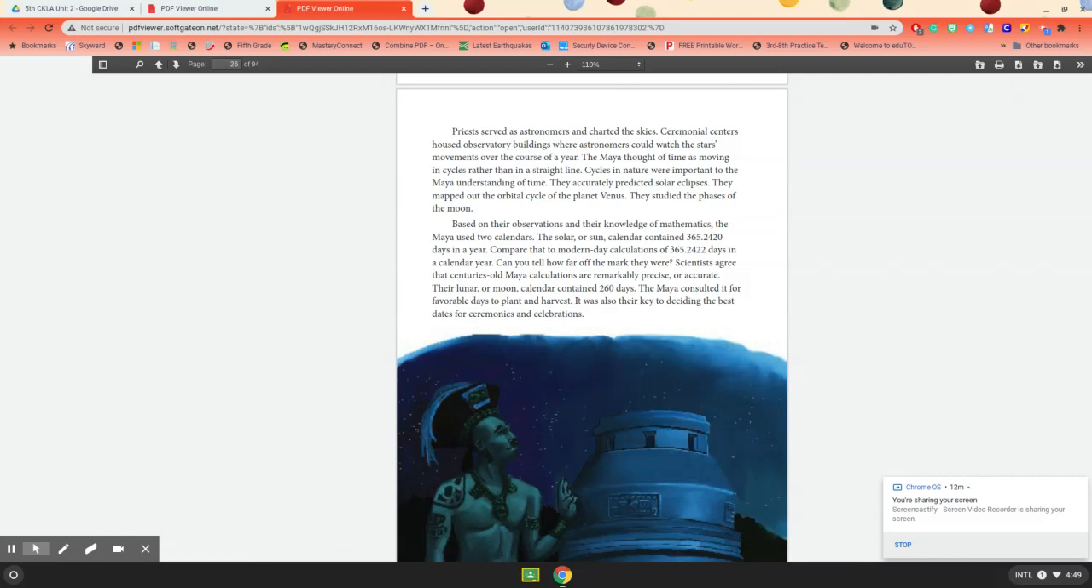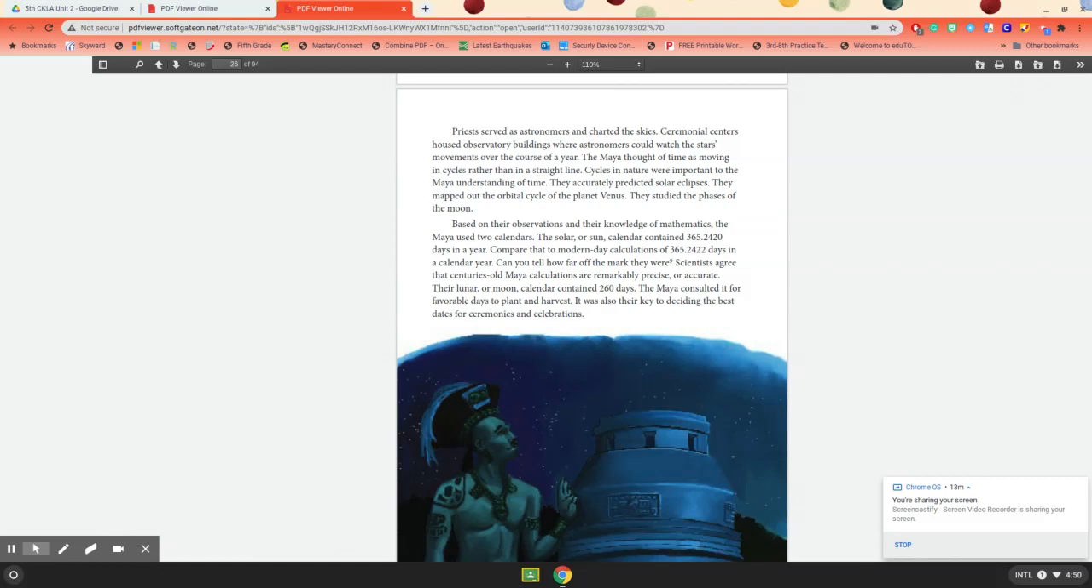Based on their observations and their knowledge of mathematics, the Maya used 2 calendars. The solar or sun calendar contained 365.2420 days, compared to the modern-day calculation of 365.2422 days in a calendar year. You can tell how close they were to the mark. Scientists agree that the centuries-old Maya calculations are remarkably precise and accurate.